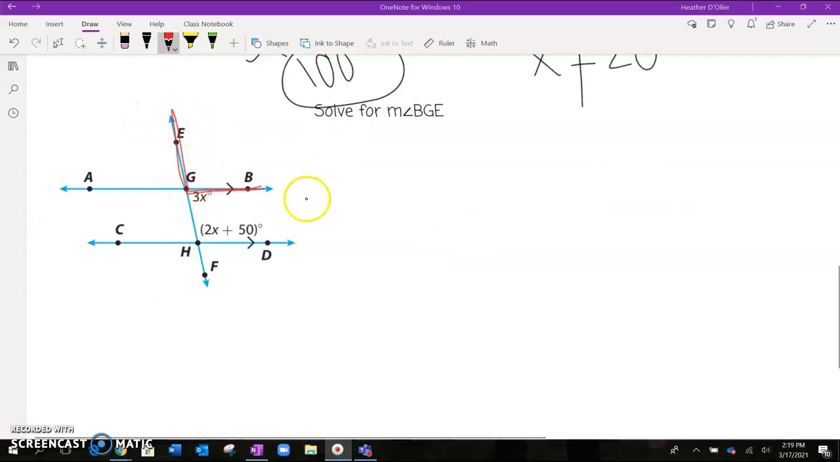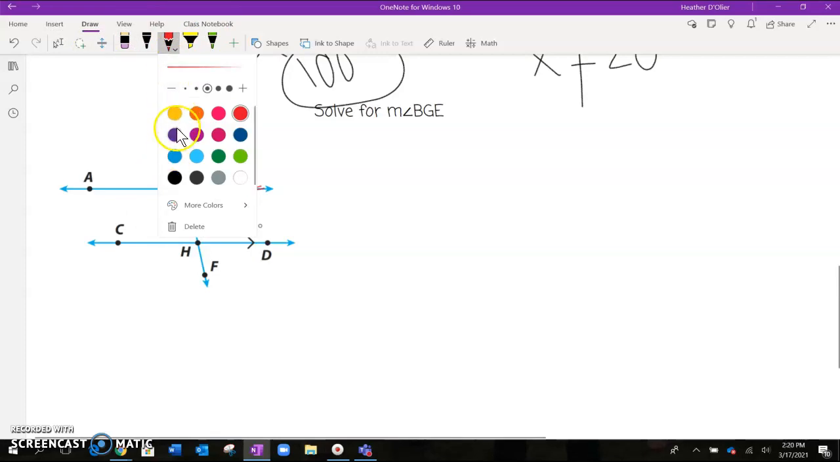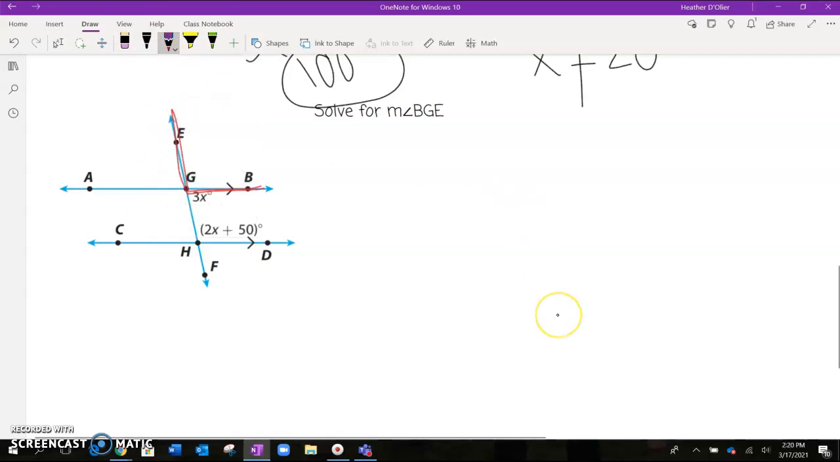Okay, so angle BGE. I didn't trace that correctly. But there's nothing there. I don't know what to do with it. I have 3x though, and I have 2x plus 50, so I have to utilize those. So I need to either move 2x plus 50 to the top line or move 3x to the bottom line. I want to move the corresponding figure to one of the parallel lines so I can see their relationship. So I'm going to move 2x plus 50.